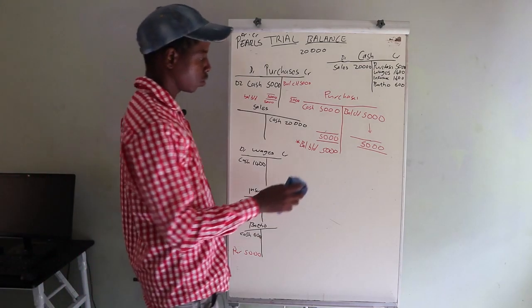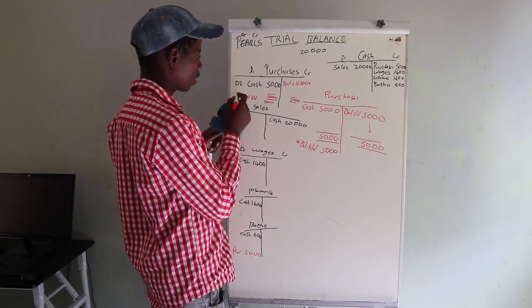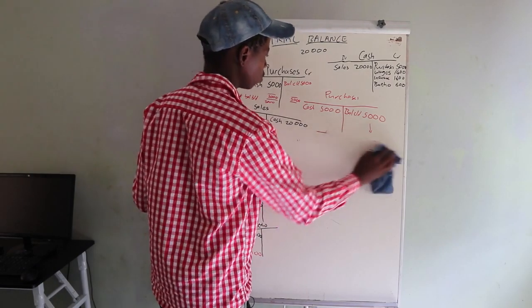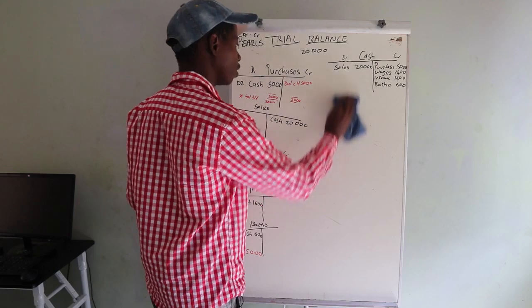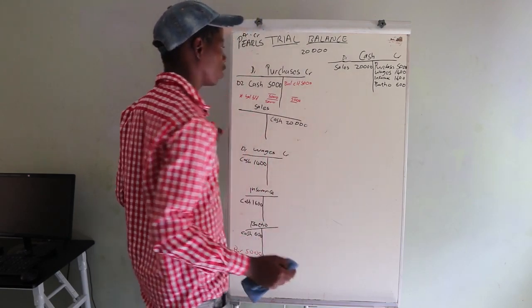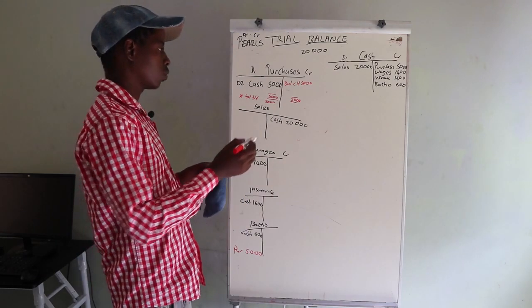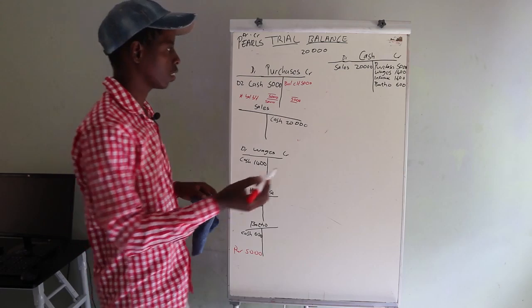So I'm going to erase this, right? I marked this to show that this is the figure that I'm going to take to trial balance, right? Now we are done with purchases. Now we're going to sales, right?